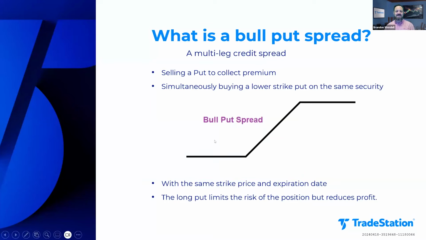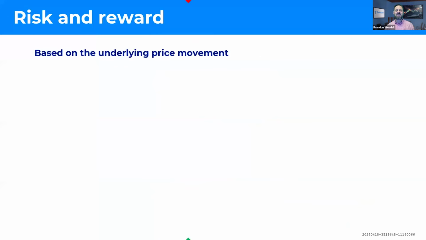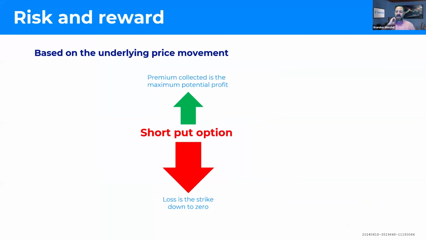Anyway, so yeah, that's the bull put spread. It's just selling a put and then buying a lower strike put, and you're collecting premium, which will be your profit. So, based on the underlying price movement, the way it works, if you sell a put, the premium collected by selling the put is the maximum profit that you could possibly receive.